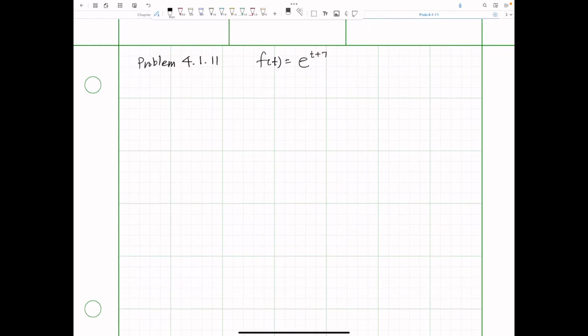For this problem 4.1.11, we need to use the definition of the Laplace transform to transform f of t to F of s. What is the definition of the Laplace transform? The Laplace transform of f of t equals the integral from 0 to infinity of e to the negative st f of t dt.